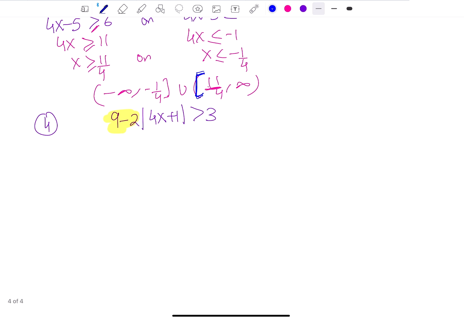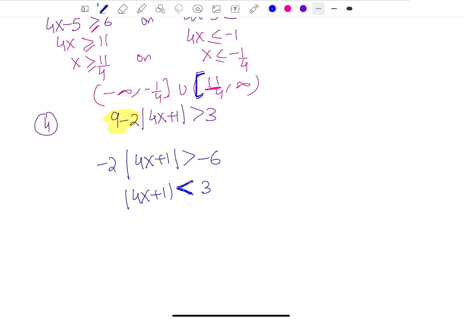First step is to isolate the absolute value symbol. So I'm going to subtract 9 from both sides, and that leaves me with 3 minus 9, which is negative 6. Next step is to divide both sides by negative 2. Remember, when we divide an inequality by a negative number, the sign of the inequality flips. So negative 6 divided by negative 2 is positive 3.